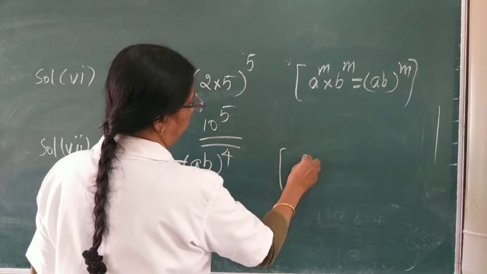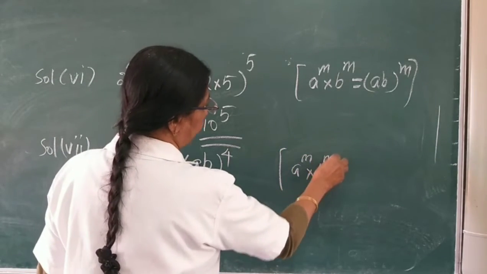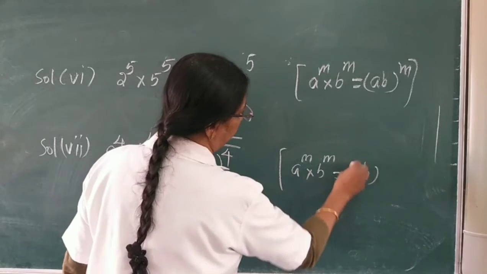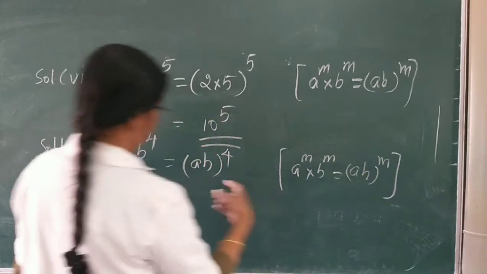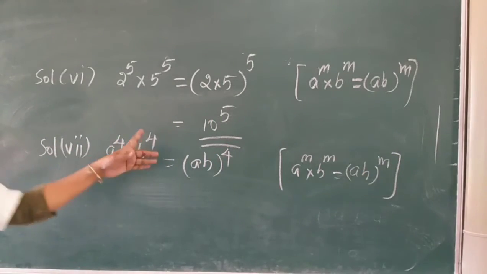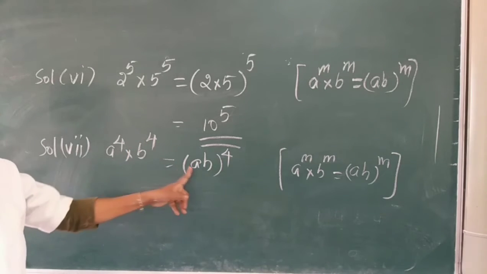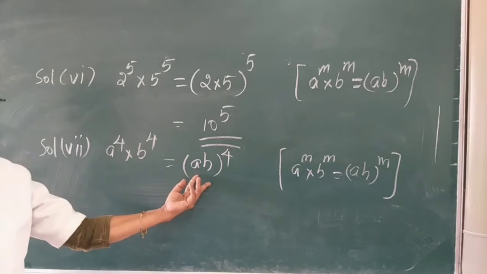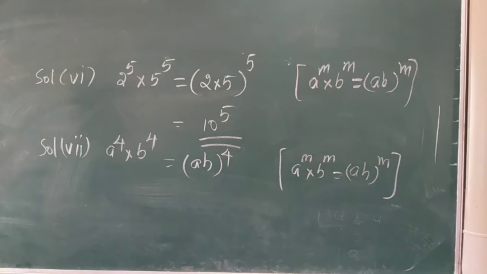It is a raised to m into b raised to m is equal to ab the whole raised to m. Here m is 4. So the base is ab, and their product is ab the whole raised to 4. Now next solution.